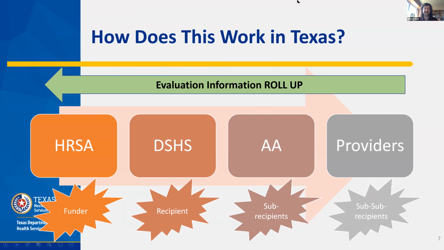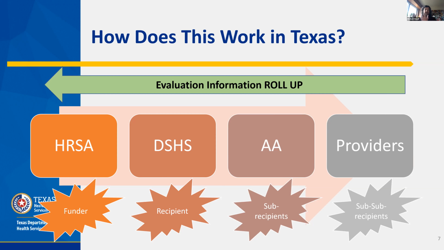So this is our handy dandy slide that we always like to show in terms of how this works in Texas, because you'll have that additional layer of administrative agencies here. And as you know, the guidance and direction flows from HRSA through DSHS through you to the provider organizations, and then the provider organizations do their work, right?